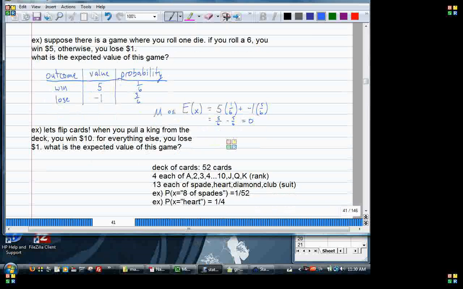But how come for the 8 of spades it's 1 out of 52? I thought you said there were 4 of each. There are 4 eights. So there's an 8 of spades, an 8 of hearts, 8 of clubs, 8 of diamonds. So there's only one 8 of spades.